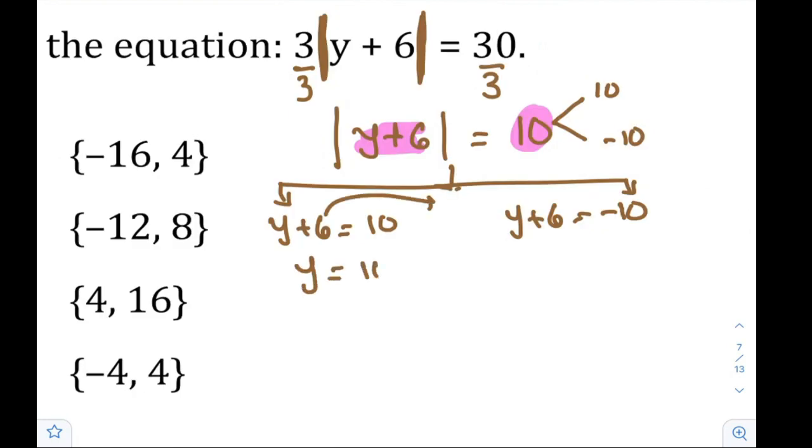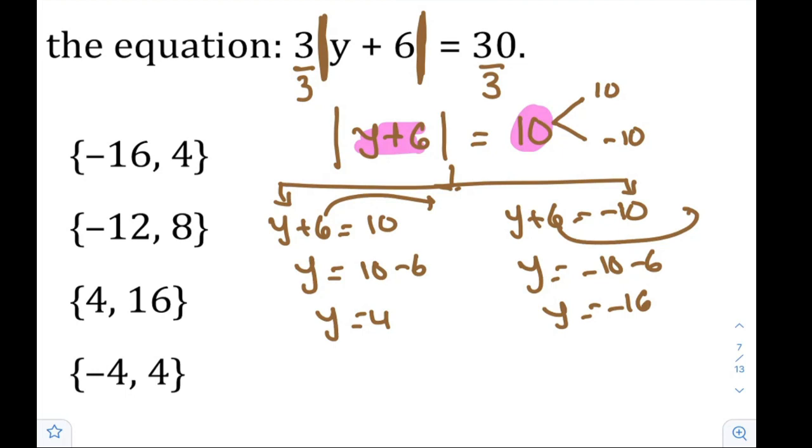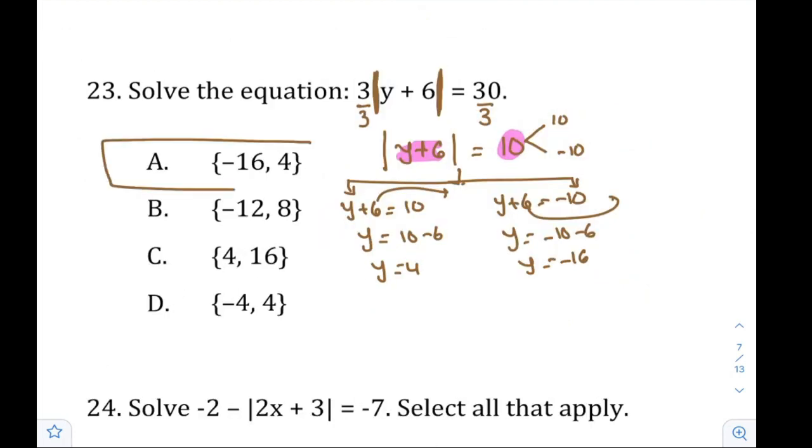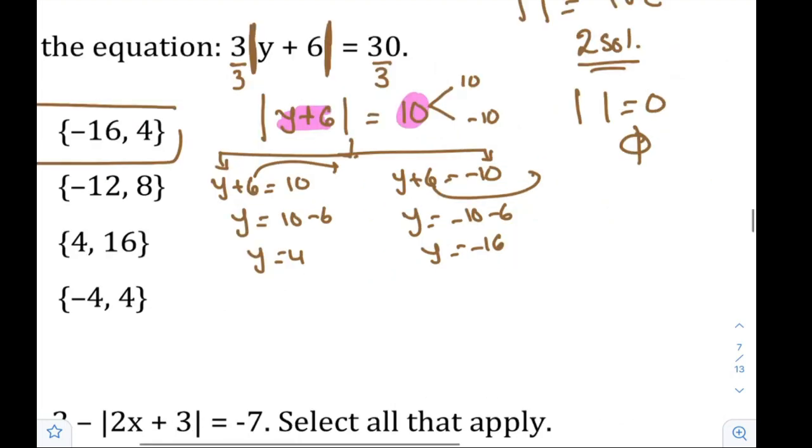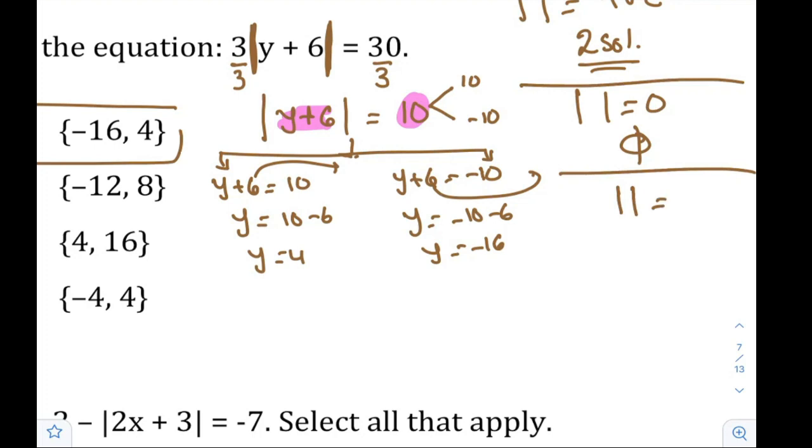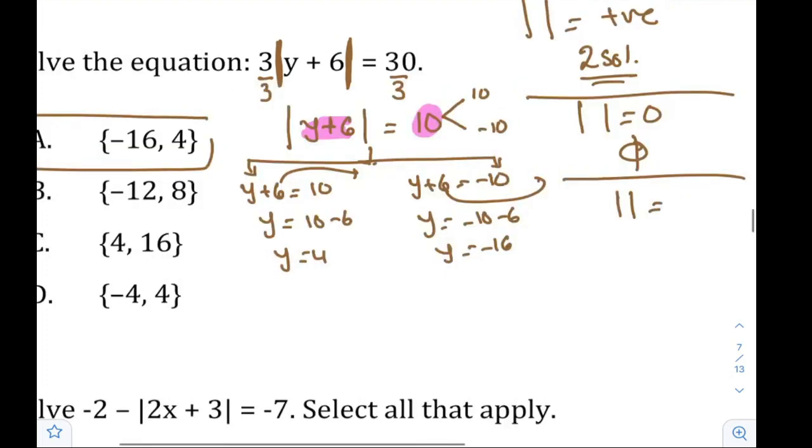So y is 10 minus 6, which is 4. And y is negative 10 minus 6, which is negative 16. That means we have two solutions. So if the absolute value is equal to a positive number, expect two solutions. When the absolute value is equal to a negative number, no solution. When it is equal to 0, we have one solution, which is the value that makes the expression inside equal to 0.